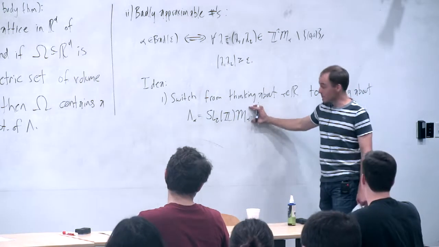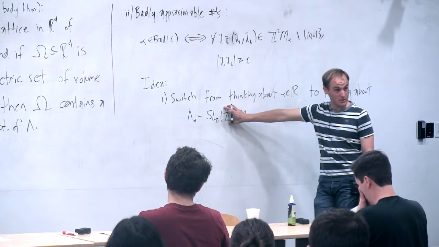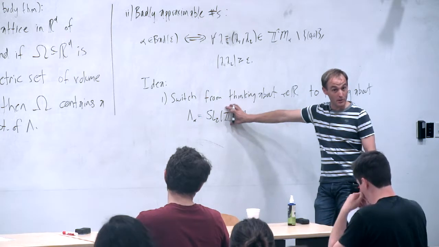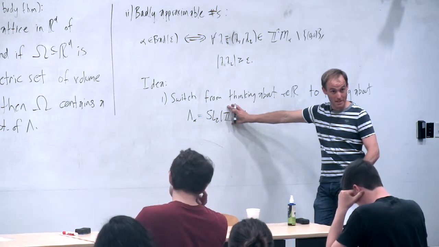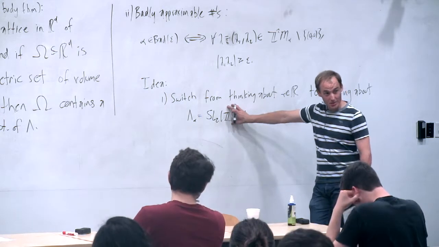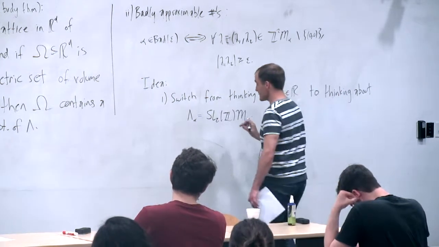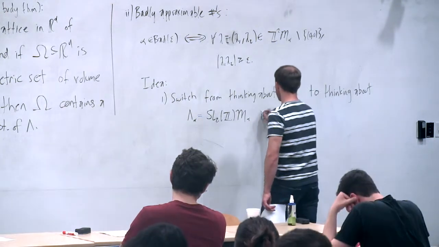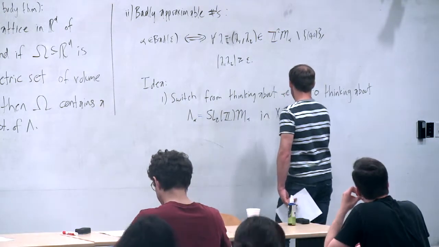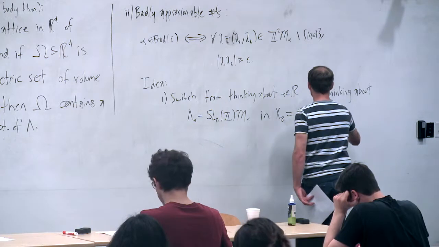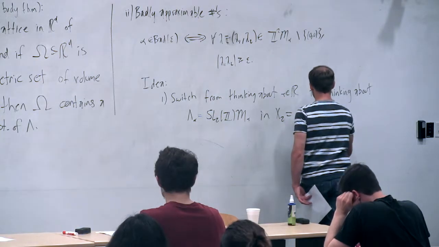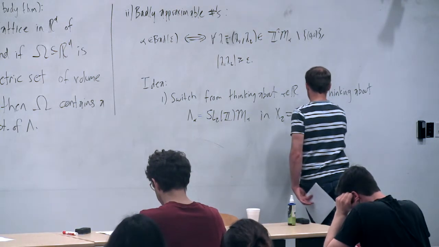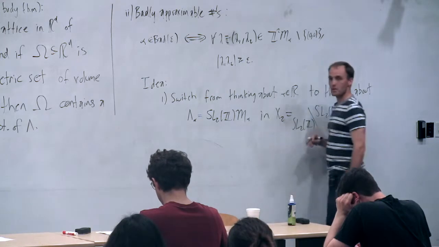Left multiplication by any 2 by 2 integer matrix with determinant 1 is going to give you a new matrix whose rows span the same lattice. And so you can think about your lattice as being the coset SL2Z times M alpha in the space SL2R mod SL2Z. Okay? And I quotient on the left.